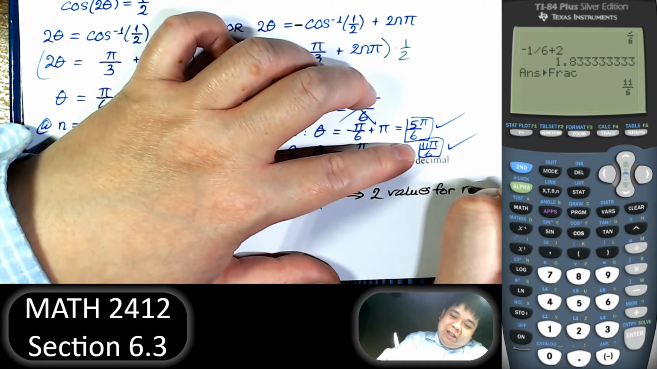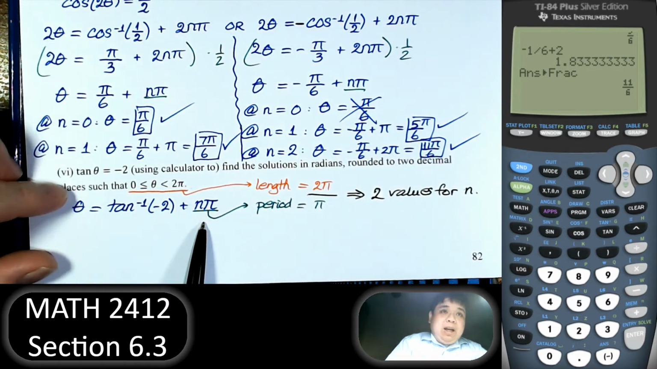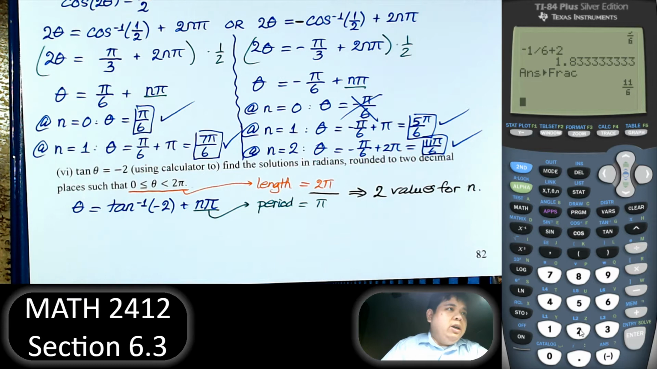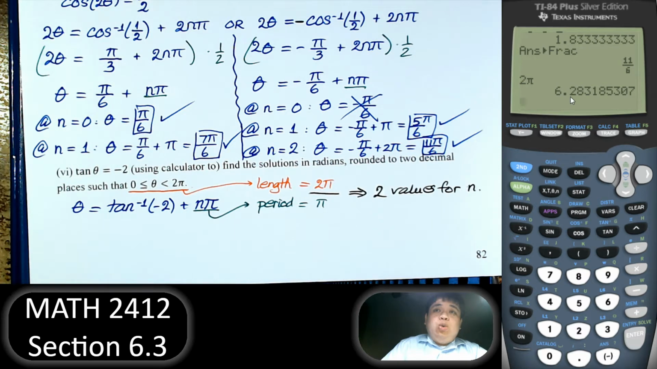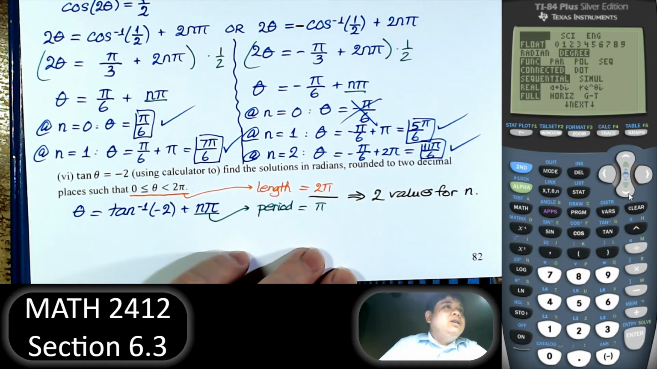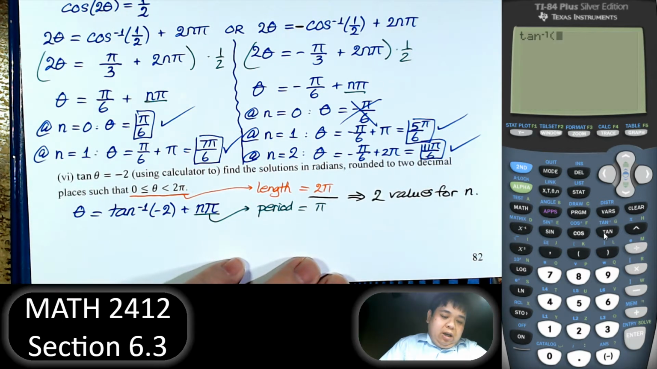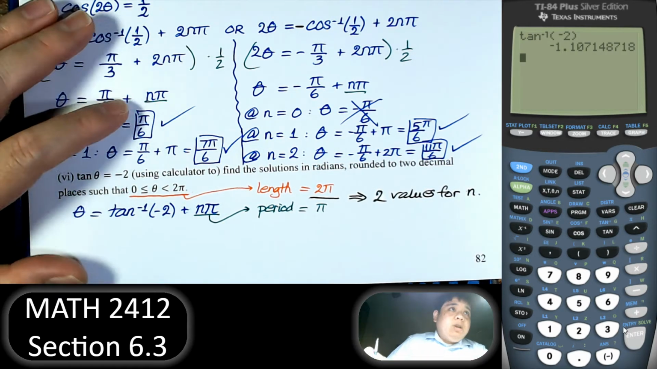So 2 values for n. Right, so we choose 2 values for n. So this solution between 0 and 2 pi. What is 2 pi, by the way? Pi is 3.14, so 2 pi is about 6.28. So make sure the solution is between 0 and 6.28, like what we have there. Right, now tangent inverse, in radian. Tangent inverse of negative 2, we have negative 1.1 something.